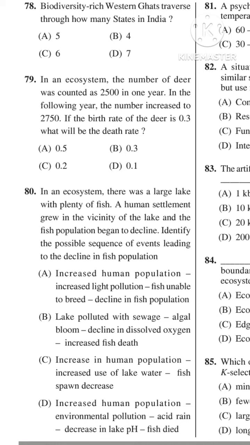So let's move to question number 79. In an ecosystem, the number of deer was counted as 2,500 in 1 year. In the following year, the number increased to 2,750. If the birth rate of deer is 0.3, what will be the death rate, they have asked. So the right answer is 0.2. So 0.2 is the right answer.